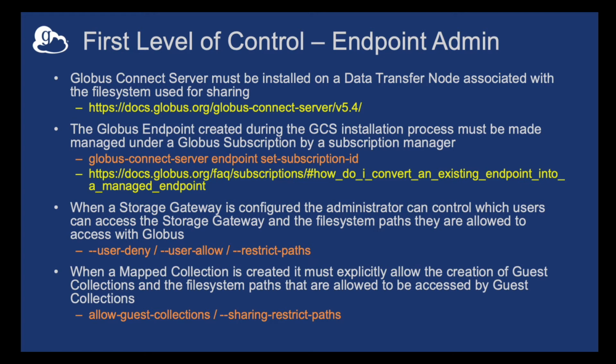When a storage gateway is configured, the administrator can control which users can access the storage gateway and the file system paths they are allowed to access with Globus. When a mapped collection is created, it must explicitly allow the creation of guest collections and the file system paths that are allowed to be accessed by guest collections. So one can see that there are many administrative controls that can be implemented to restrict the ability of subscriber users to use Globus sharing and even from where in the file system they can create guest collection access to.